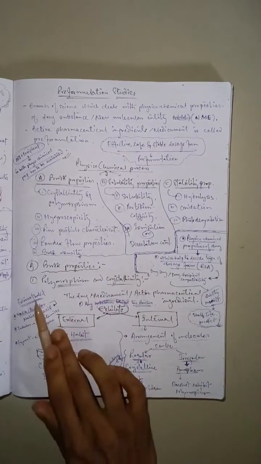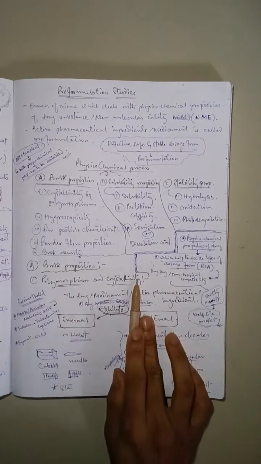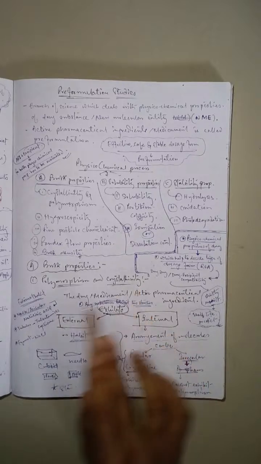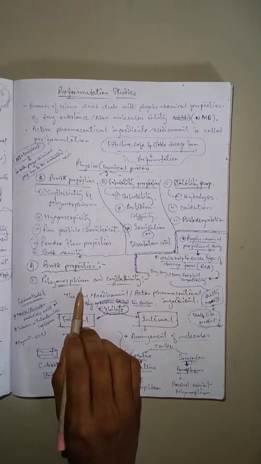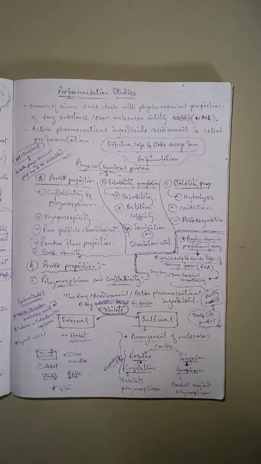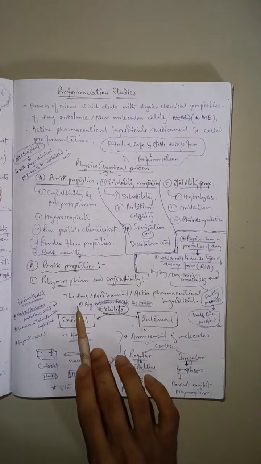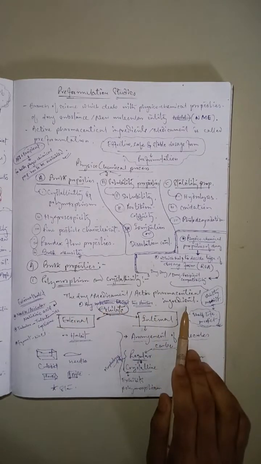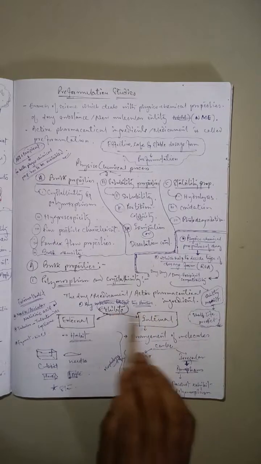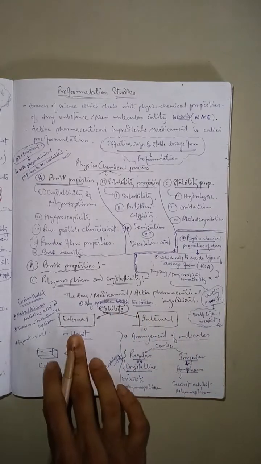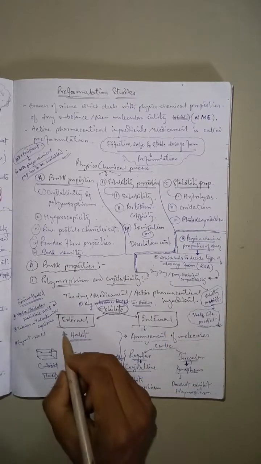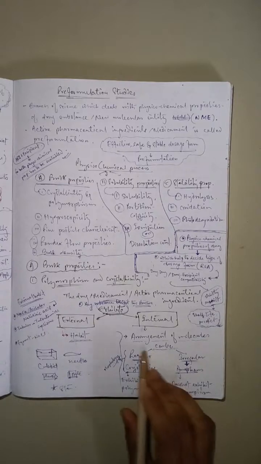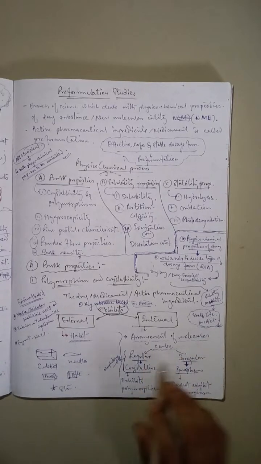In these bulk properties, first of all, we will see polymorphism and crystallinity. So what is polymorphism? I already mentioned it earlier. Poly means many, morph means structure. So polymorphism means they will have many structures, more than one structure. The drug or medicament or active pharmaceutical ingredient, any substance, exhibits more than one structure. One will be external, one will be internal. The external structure is called habit. The internal structure is the arrangement of the molecules.